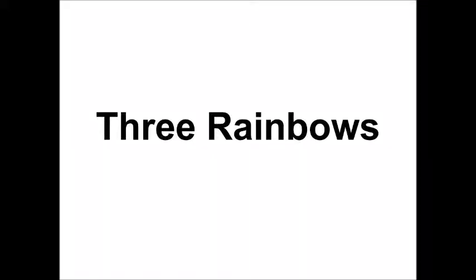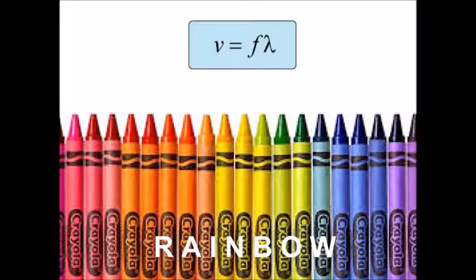Alright, let's make some rainbows. Red, orange, yellow, green, blue, indigo, and violet. The spectrum of visible light from the longest wavelengths and lowest frequencies on the left to the shortest wavelengths and highest frequencies on the right, at least on this diagram.